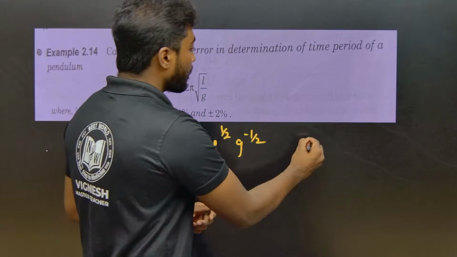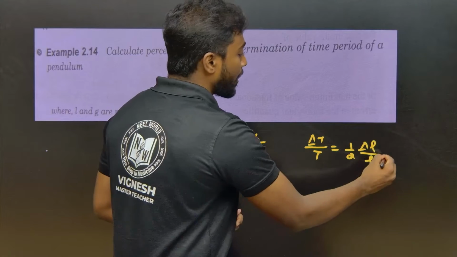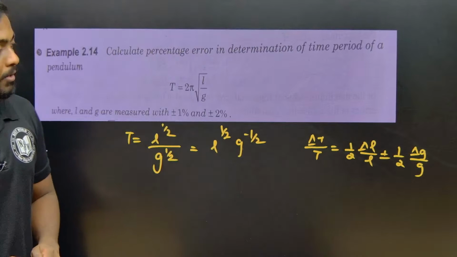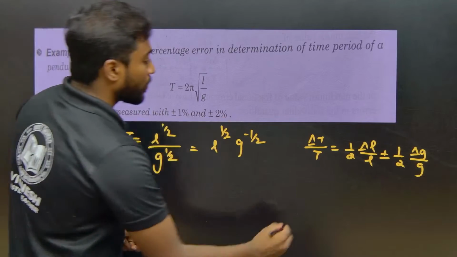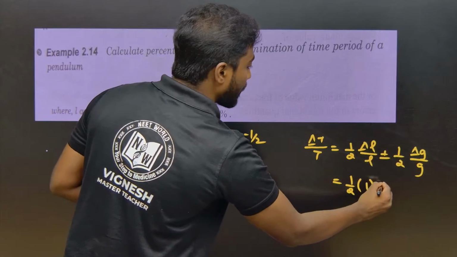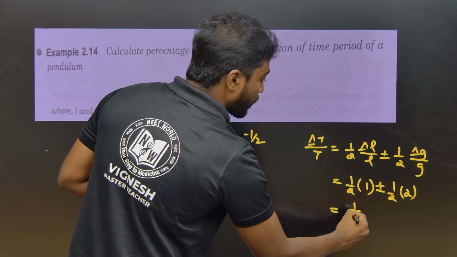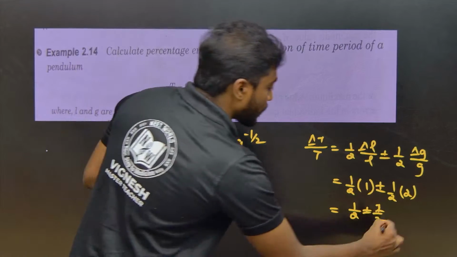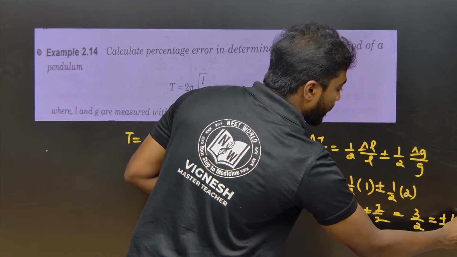So delta T by T will be equal to 1 by 2 delta L by L plus or minus 1 by 2 delta G by G. That's it, no? So the given values I can substitute there. So 1% and 2%. So I can substitute directly 1 by 2 into 1 plus or minus 1 by 2 into 2, which is nothing but 1 by 2 plus or minus 2 by 2. So equals 3 by 2, nothing but plus or minus 1.5%.